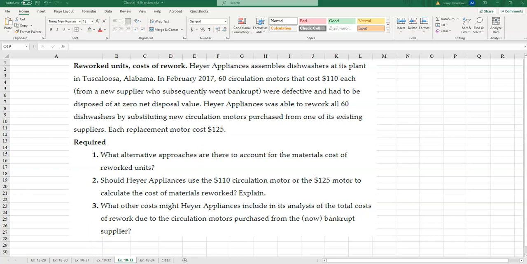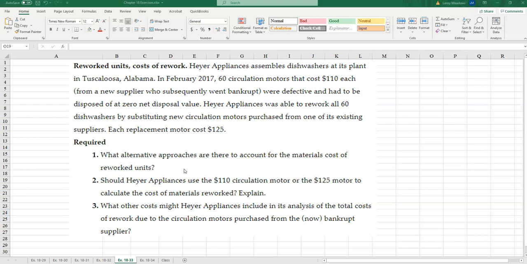And we're asked for three things here. So let's take a look at the first question. What alternative approaches are there to account for the material cost of reworked units? So we really have two different approaches. The first one is to charge the cost of rework to the current period as a separate expense item as abnormal rework. Now this approach would highlight to Hire Appliances the cost of the supplier problem, and this would isolate the cost of that supplier problem by itself.